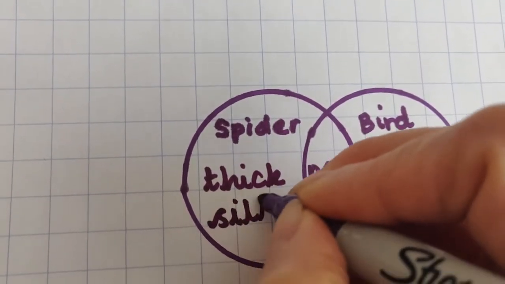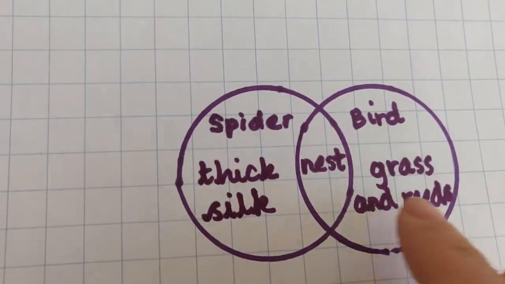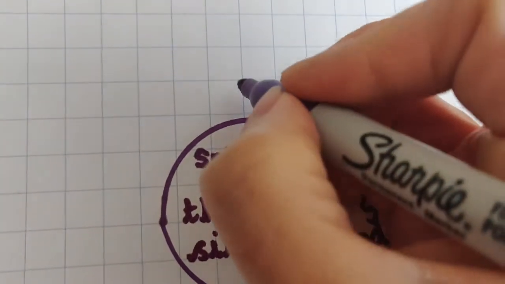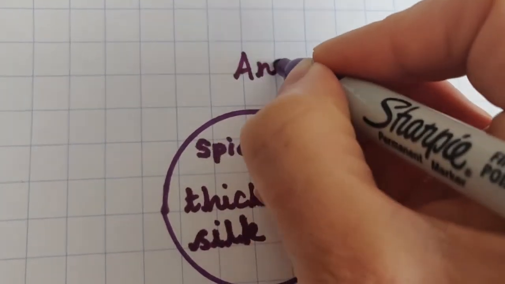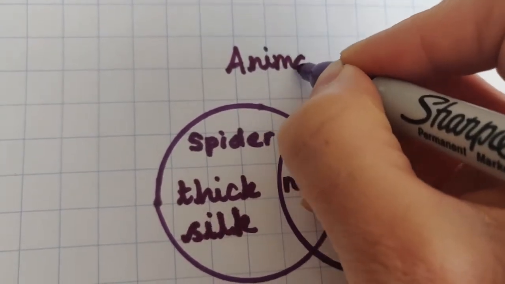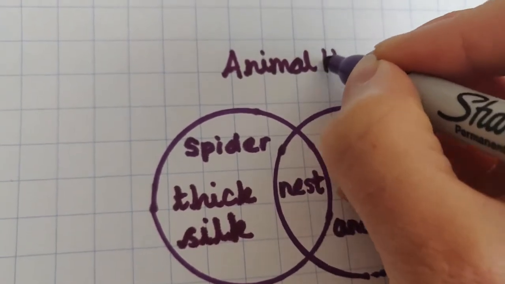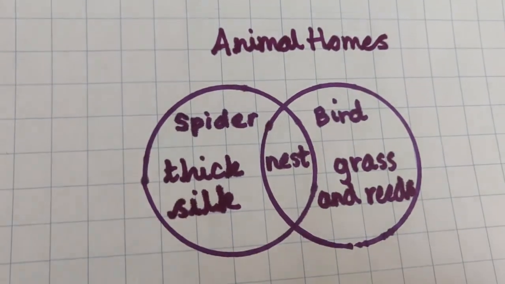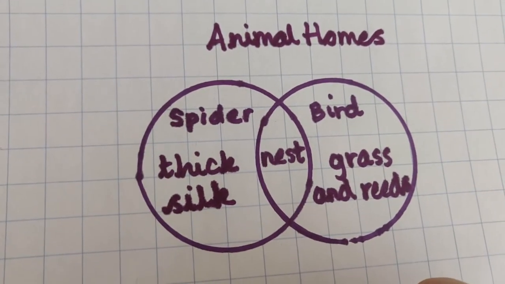There's lots of other information that I could get from the text and sort into the two different boxes. But this Venn diagram is just about the animals' homes. So I'm going to choose a title for my Venn diagram, Animal Home, so the reader knows that's what information is shown in the Venn diagram. So that's another way that we can show information.